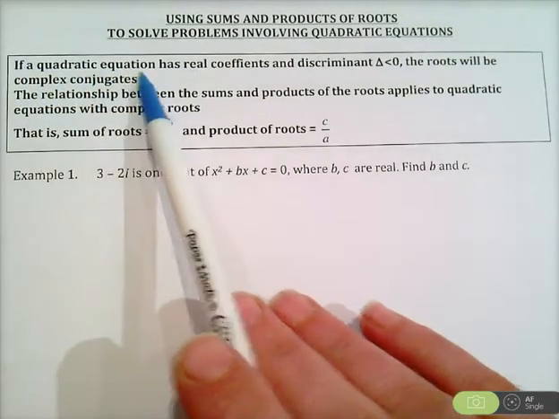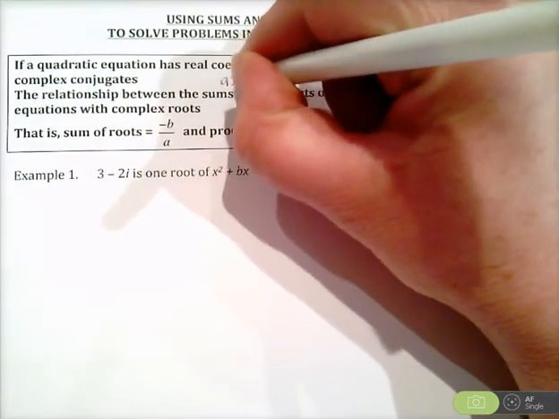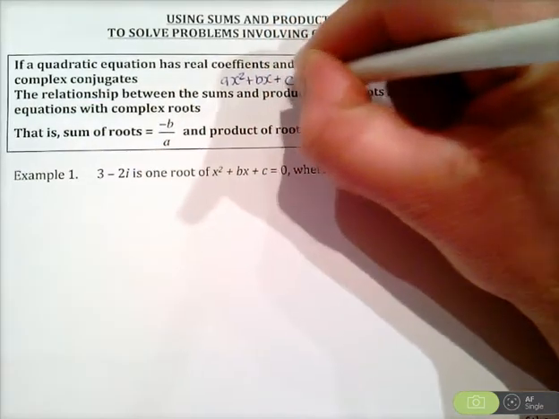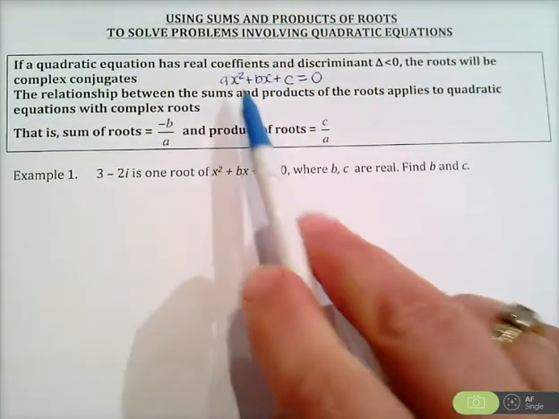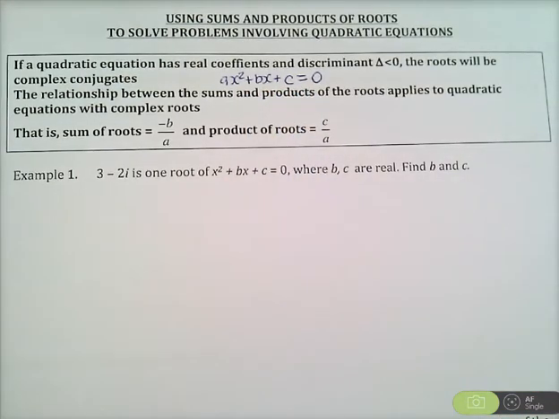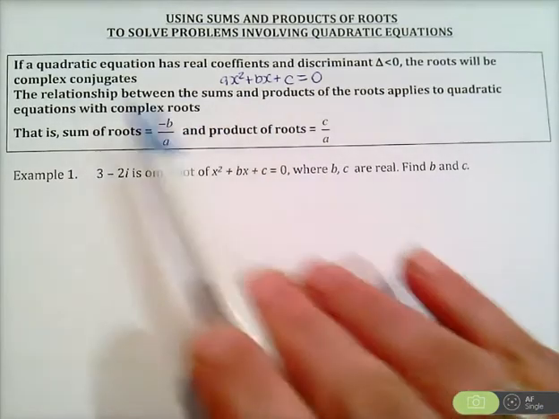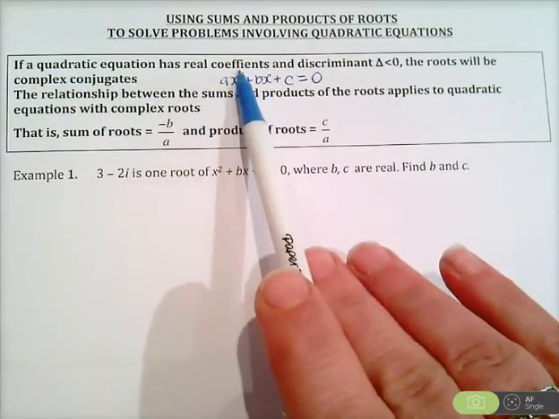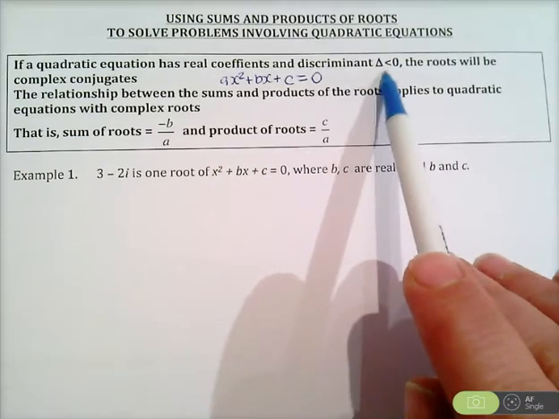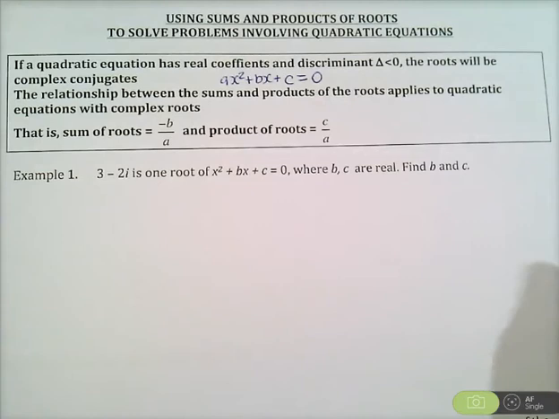If a quadratic equation has real coefficients, in other words, if we're looking at ax squared plus bx plus c equals 0, and the coefficients a, b and c are real, meaning that they could be whole numbers, fractions which are rational, or surds. Now they're all real numbers. So if a quadratic equation has real coefficients, and if the discriminant is less than 0, the roots will be complex conjugates of each other. We looked at that at the end of last lesson.